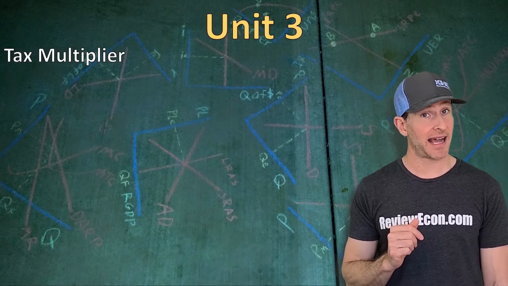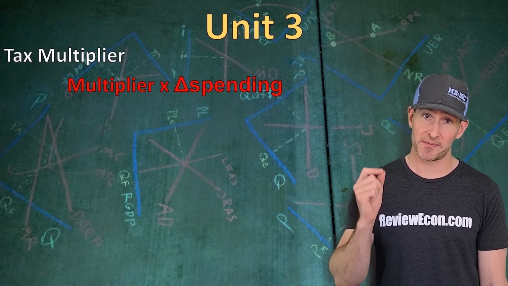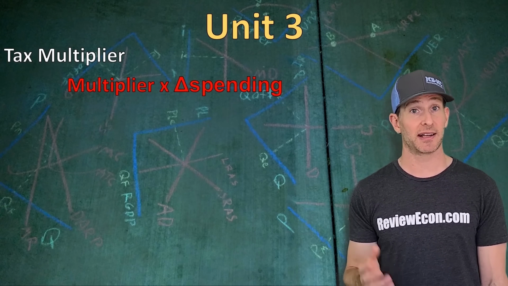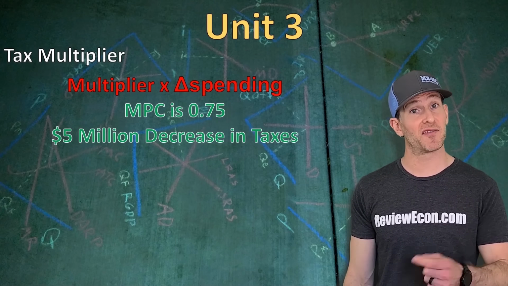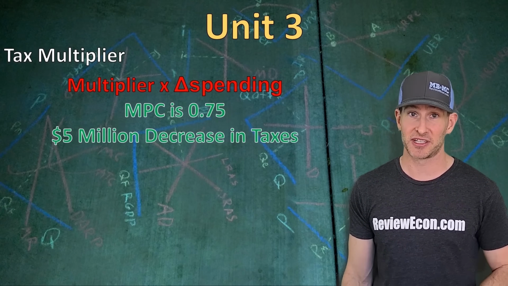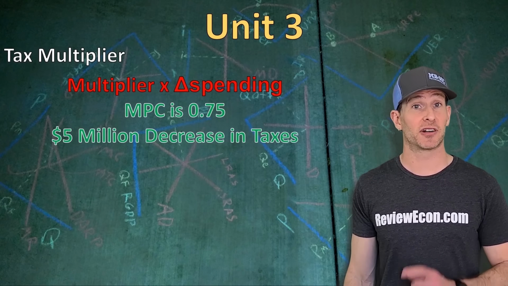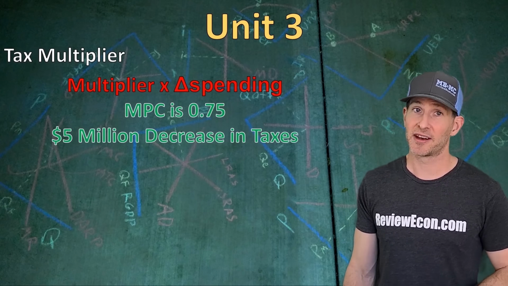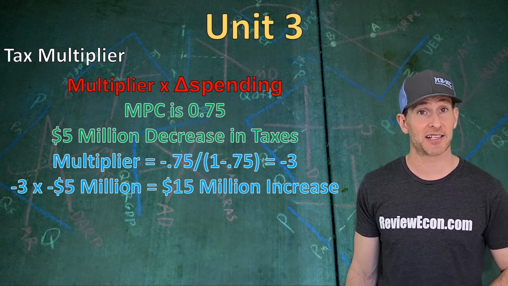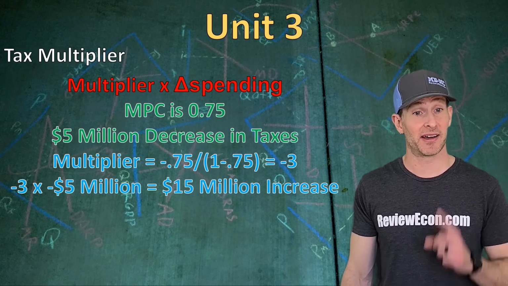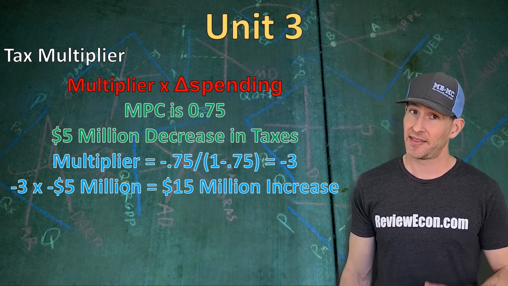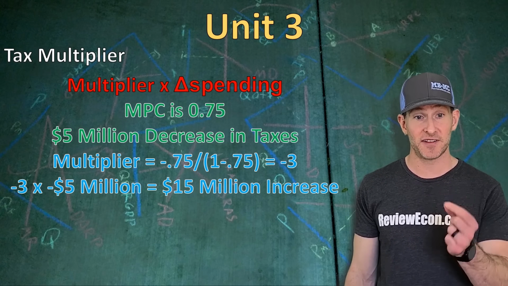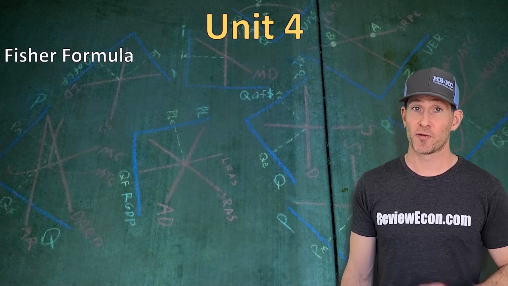Now we can take that tax multiplier and put it to work to determine the maximum change in gross domestic product as a result of a change in taxes. If our MPC is 0.75 and the government decreases taxes by $5 million, what will be the impact on gross domestic product? When you plug in the numbers and do the math, we have a -3 tax multiplier. Multiply that by the $5 million decrease in taxes, that's -5 million, and that gives us a maximum increase of $15 million for GDP.